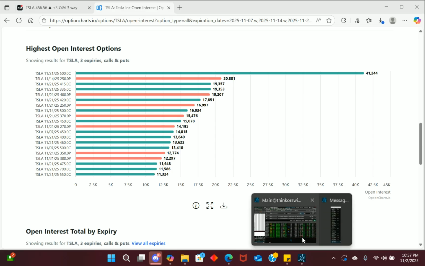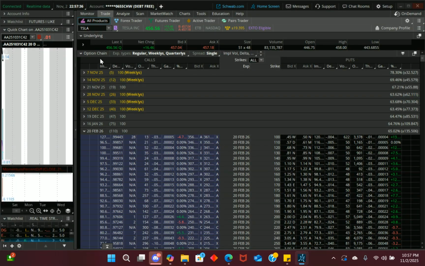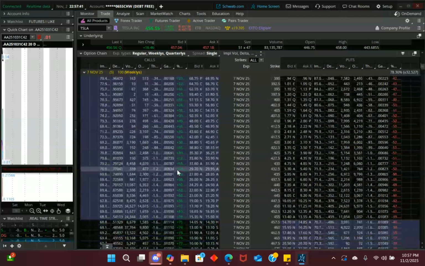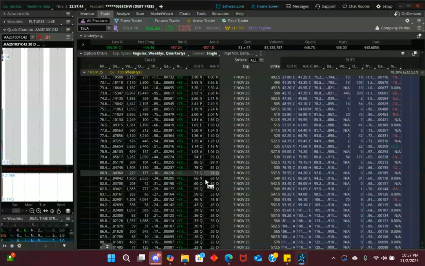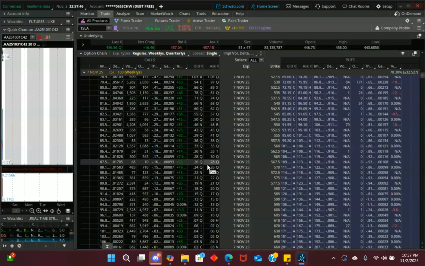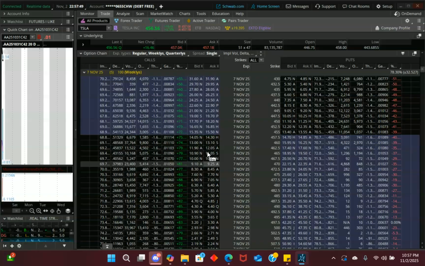Now let's pull Tesla up, so you can see what we have going on. We have November 7th. The first levels we are going to look at for November 7th are 445 and 452. Let's check out our open interest at 455. We've got 24,000 in volume and basically 3,005 in open interest.